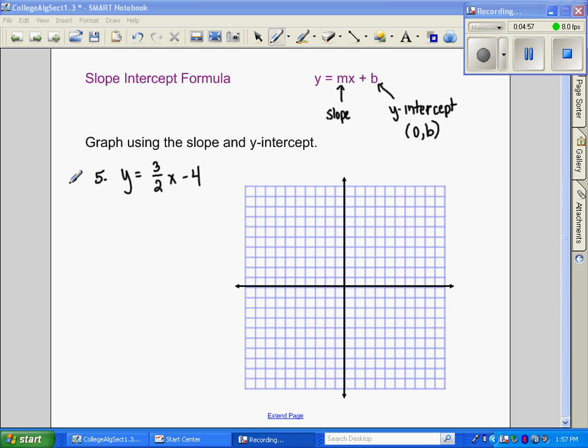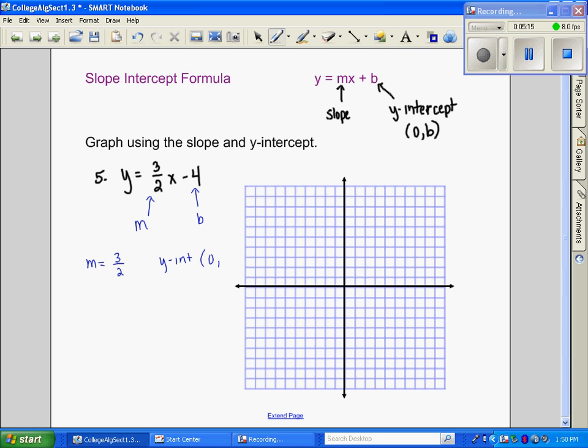So the first thing we're going to do is label my slope and my y-intercept. I'm going to say slope is 3 halves, and my y-intercept is 0, negative 4. Once I have that labeled, I'm always going to start at my y-intercept, which is on the y-axis. So I'll go left or right 0, down 4, and put a mark. Then I'm going to apply my slope of 3 halves.